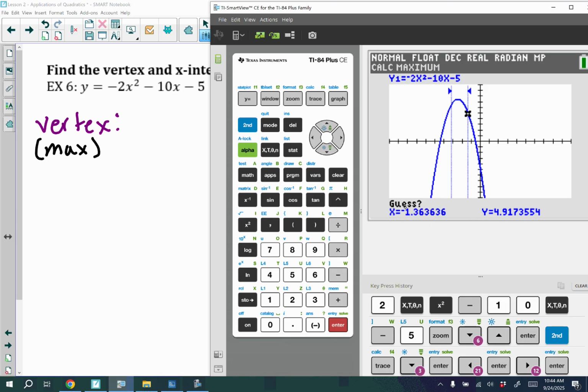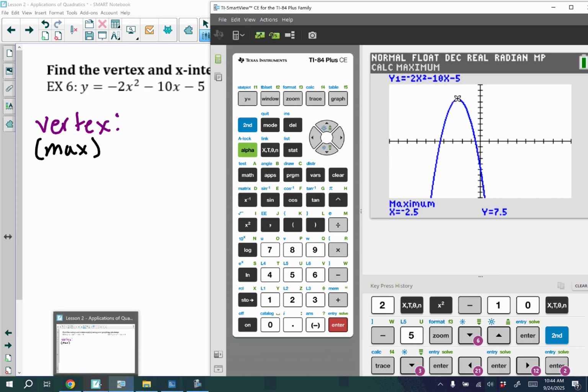Now, this is not your final answer. We must press enter another time. So you're pressing enter for a total of 3 times. Press it one more time, and it should say the word maximum. If you don't see the word maximum, you did this incorrectly. Okay, we have maximum, and here's our point. So we're going to write this as an ordered pair. Our x is negative 2.5, and our y is 7.5.